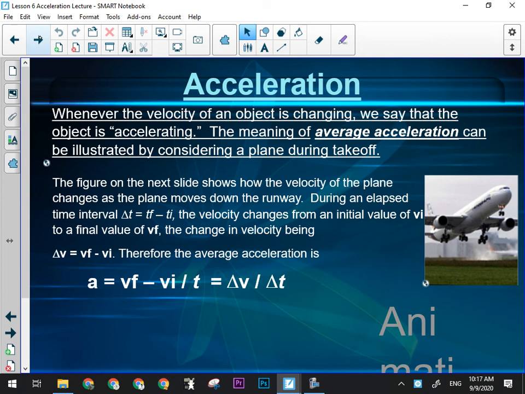Now, uniform is probably a better word to use here rather than average. We'll say uniform acceleration is best illustrated by a plane that's taking off. A plane that's taking off is a good example of uniform acceleration, way better than a car accelerating away from a light. Why is a car accelerating away from a light not a good example of uniform acceleration?